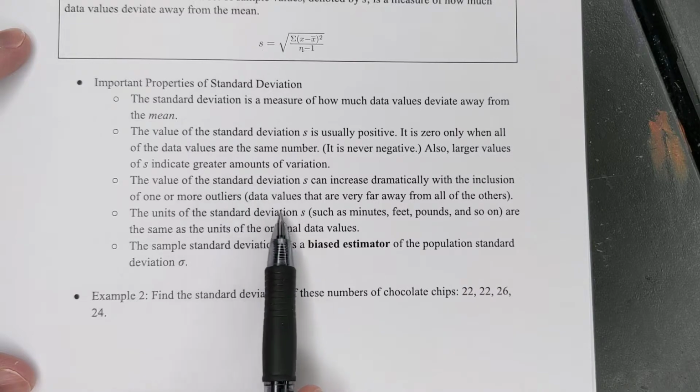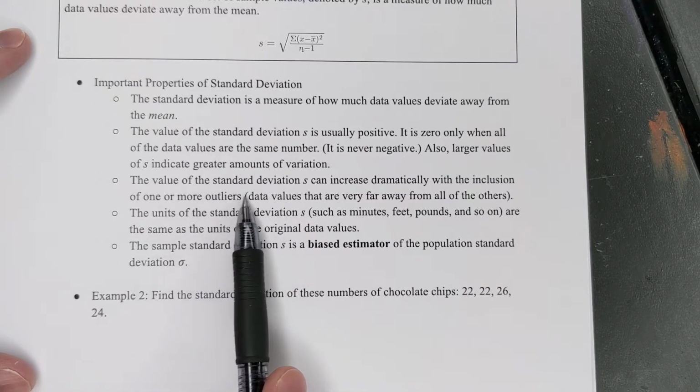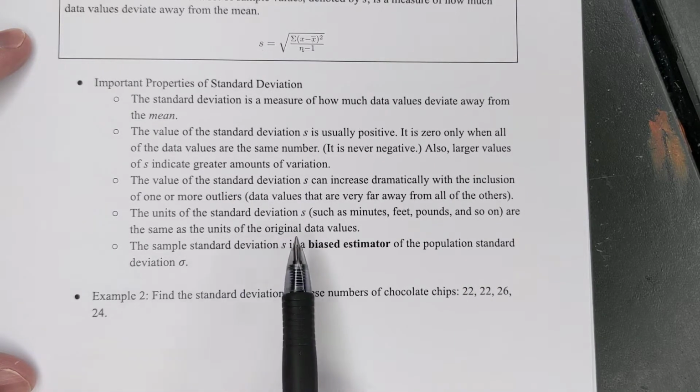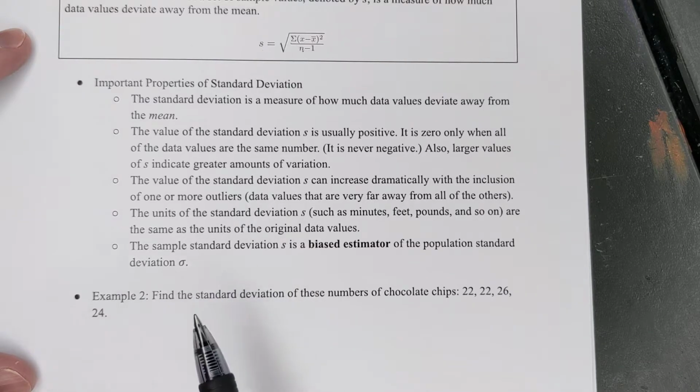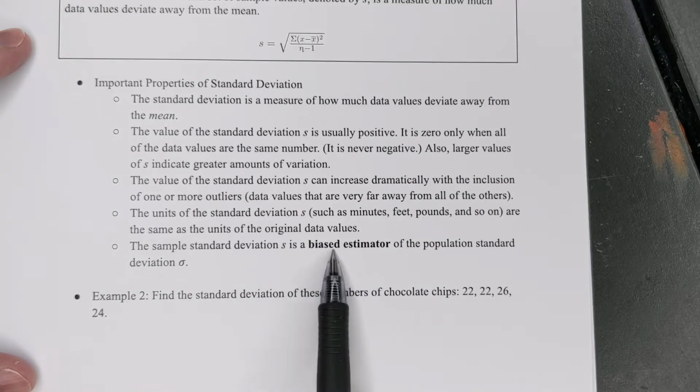As you start to include outliers, you can really change the value for S. The unit is the same as the original data value. So if you're measuring minutes, the standard deviation is in minutes. It's referred to as a biased estimator, which we'll talk about what that means. It just means it doesn't do a very good job of finding the whole population value.